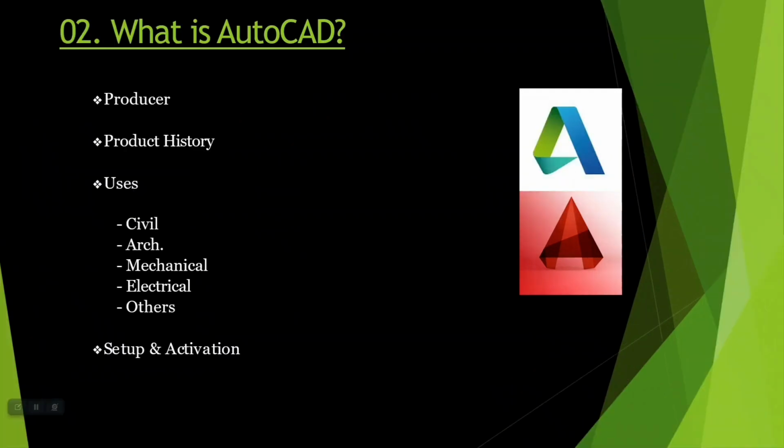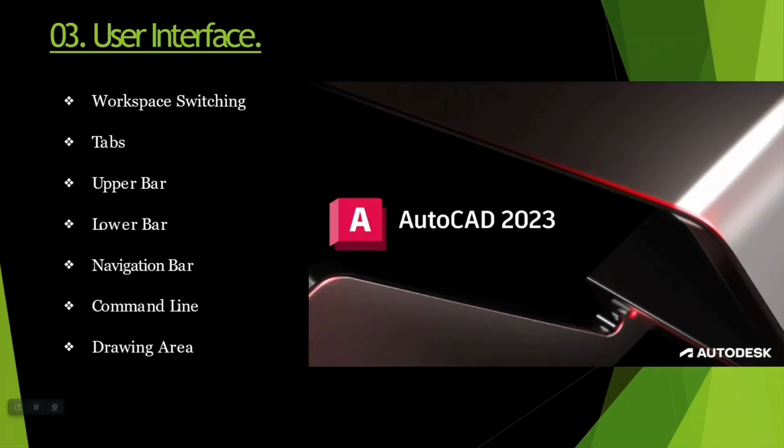And then after this, we'll just go to the next interface. This is what will be the user interface. Navigating the user interface, I will be covering in the next topic. I just want you guys to know what the basic features available inside AutoCAD 2023 are, so that you can be in a position to understand the basics of AutoCAD. In the user interface, you will see workspace switching. Second is the tabs. Some tabs are available inside AutoCAD: upper bar, lower bar, navigation bar, command line, and the drawing area.